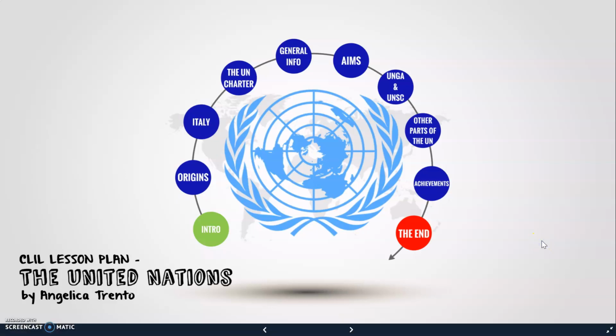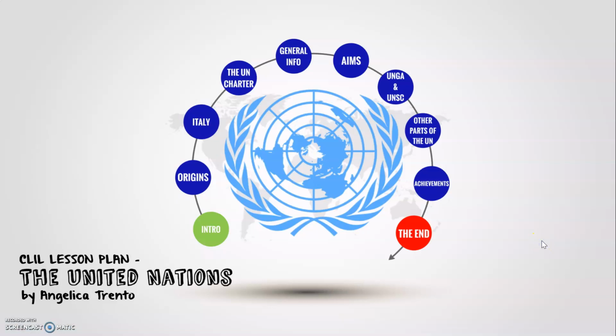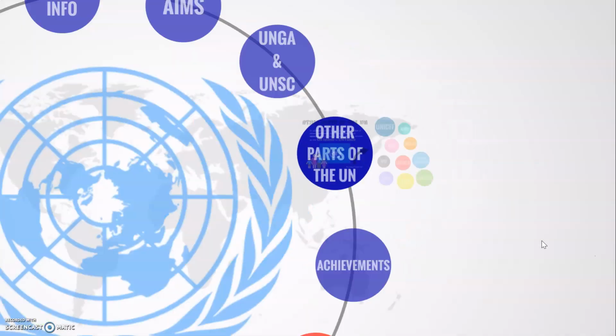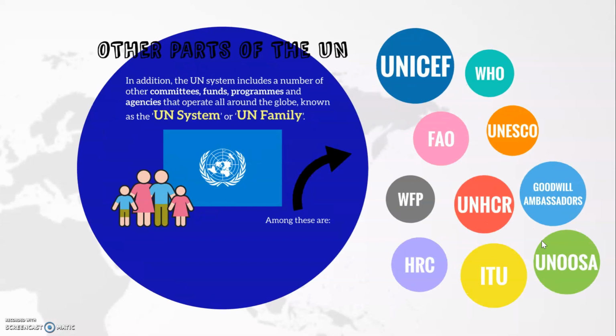In this last part of the lesson, we will focus on the other parts of the UN. In addition to the 6 principal organs mentioned before, in fact, the UN system includes a number of other committees, funds, programs, agencies that operate all around the globe that are known as the UN system or the UN family. There are many of them.